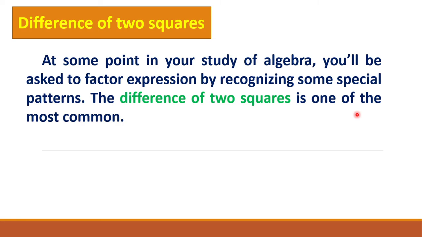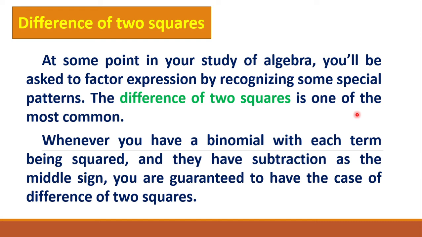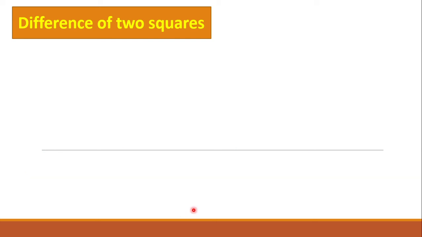At some point in your study of algebra, you'll be asked to factor expressions by recognizing some special patterns. So the difference of two squares is one of the most common. Whenever you have a binomial with each term being squared and they have subtraction as the middle sign, you are guaranteed to have the case of difference of two squares. Yan ang huwag nyo kakalimutan.